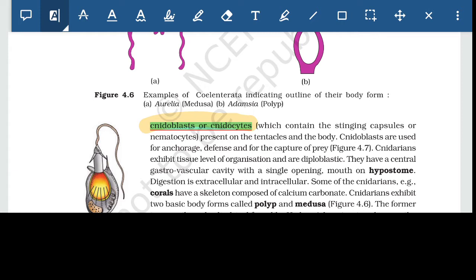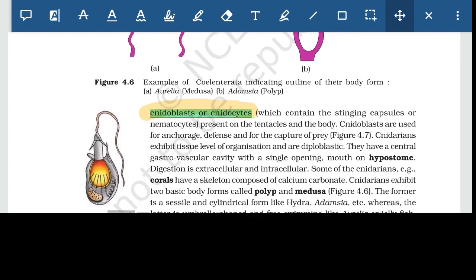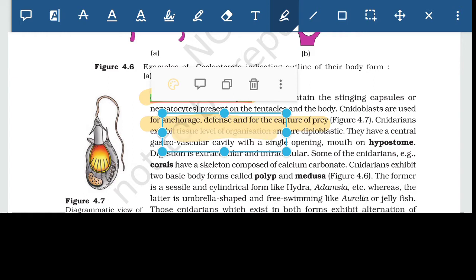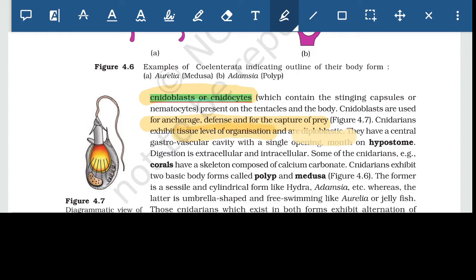Presence of tentacles on the body. Nidoblasts are used for anchorage and defense, and also for capturing the prey. I missed this one point: they are also used for anchorage, that means holding on to the substratum. So, for anchorage, defense and capturing of prey. Cnidarians exhibit tissue level of organization and are diploblastic. It's very important, they are diploblastic.